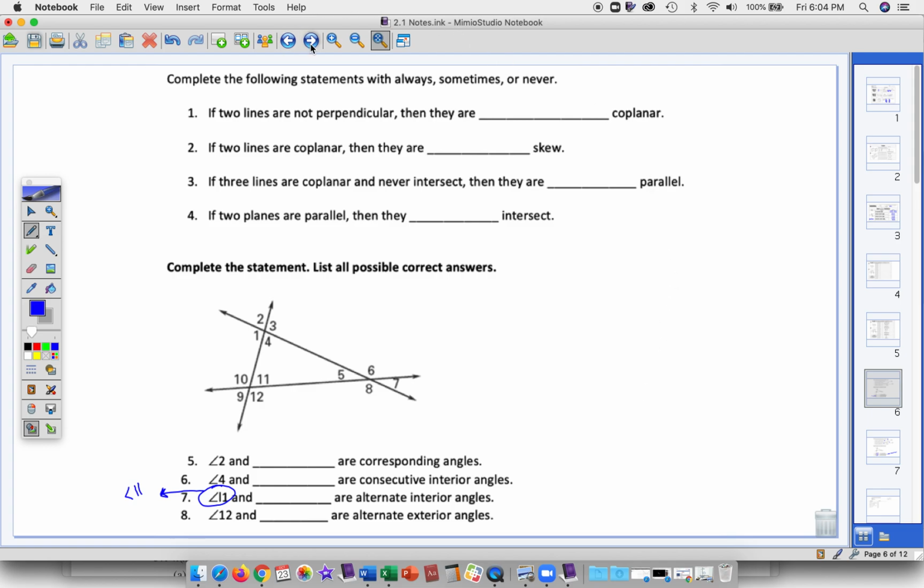Okay, let's see how you did. So again, check through your answers. See if you have anything different. If you do, make note of it, and we'll talk about it in class.